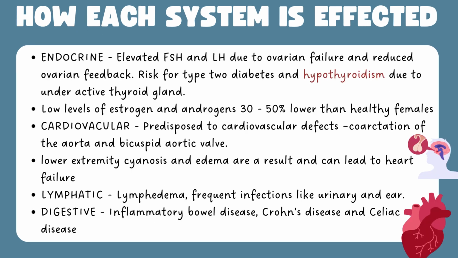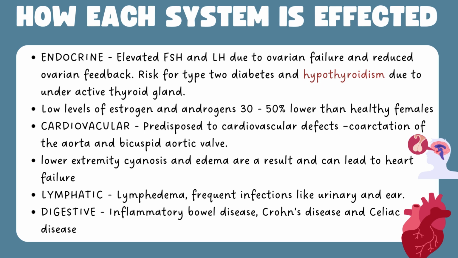The endocrine system is the most impacted system, and we see elevated FSH and LH due to ovarian failure and reduced ovarian feedback. Risk for type 2 diabetes and hypothyroidism due to an underactive thyroid gland. Low levels of estrogen and androgens are 30 to 50% lower than healthy females. As a result, almost every system is impacted from the endocrine system, either making too many hormones like FSH or LH, or not enough, leading to the body never being able to maintain homeostasis even with treatments. We will learn about this when we look at a case study in a few slides.